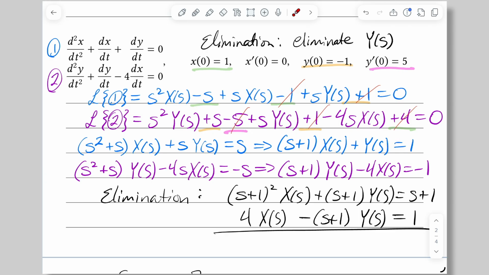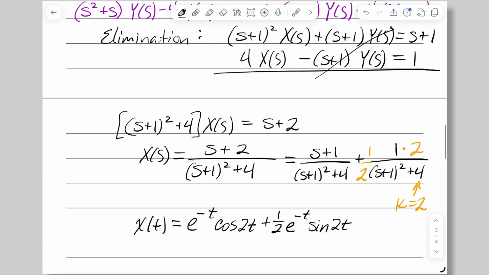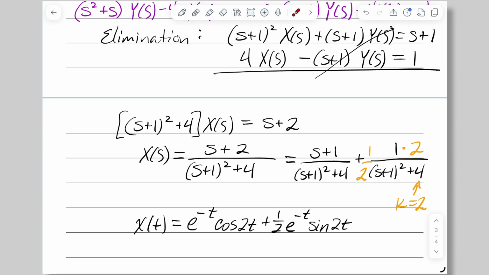In order to eliminate, I'd like the coefficients of the y of s terms to be the same. So for the first equation, I multiplied everything through by s plus 1. The second equation, I multiplied through by a negative 1. That eliminates the y of s term. And as the coefficient of x of s, we have the quantity of s plus 1 quantity squared plus 4. That times x of s is equal to s plus 2.